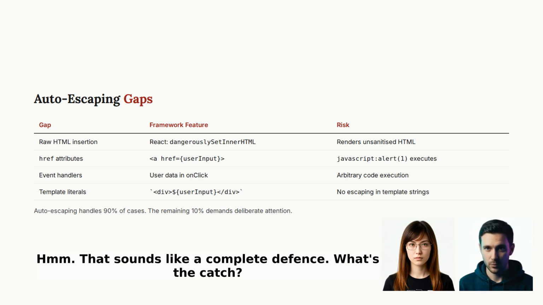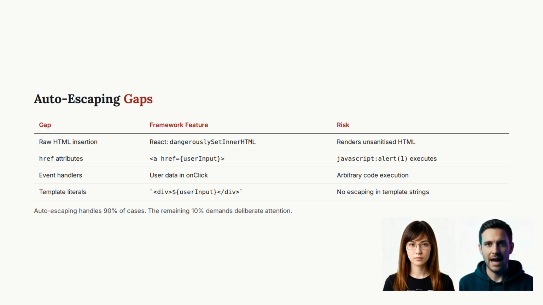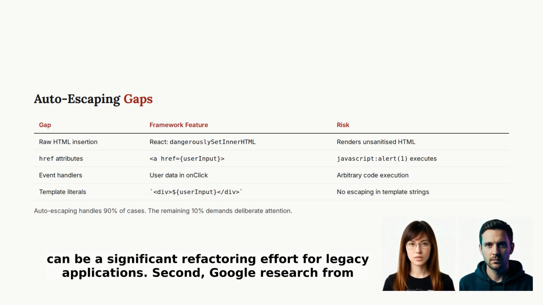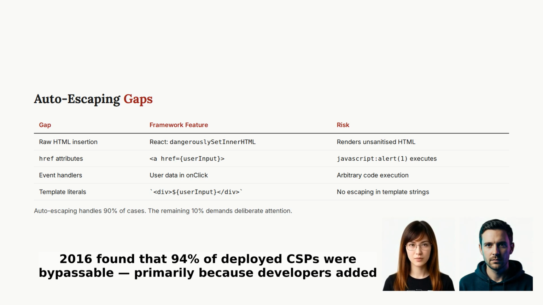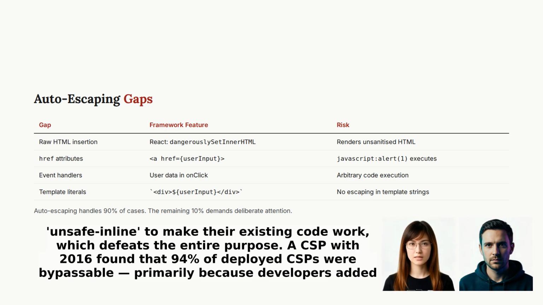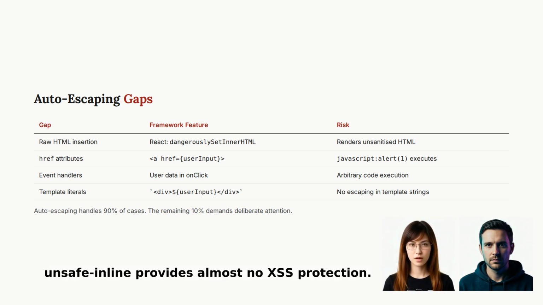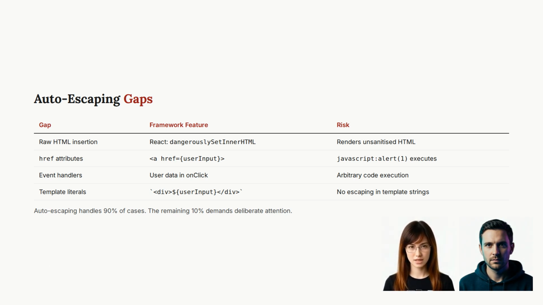That sounds like a complete defense. What's the catch? Two catches. First, you have to actually eliminate inline scripts from your own code, which can be a significant refactoring effort for legacy applications. Second, Google research from 2016 found that 94% of deployed CSPs were bypassable, primarily because developers added unsafe-inline to make their existing code work, which defeats the entire purpose. A CSP with unsafe-inline provides almost no XSS protection.